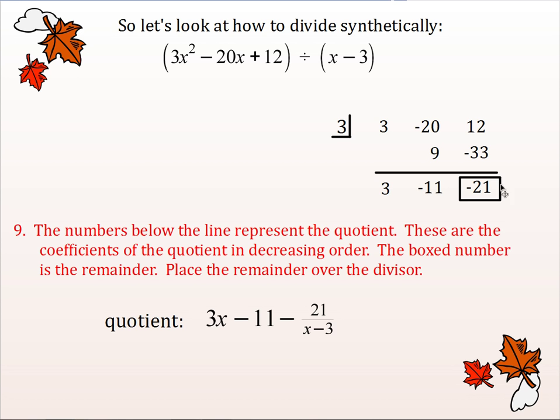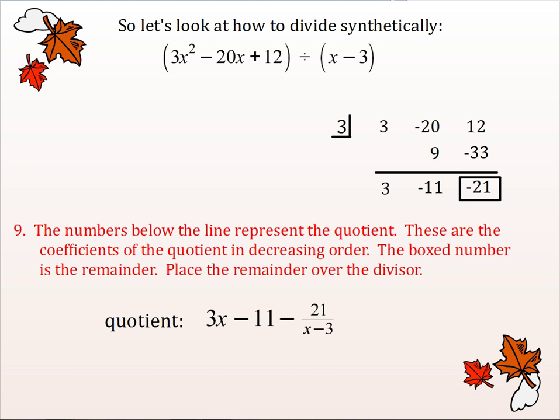The number in the box is going to be my remainder, so I'm going to place that over my divisor in my answer. So the 3 is going to represent 3x, the minus 11 is going to be subtract 11, and the negative 21 is going to be minus 21 over my divisor, x minus 3. This is my new quotient.